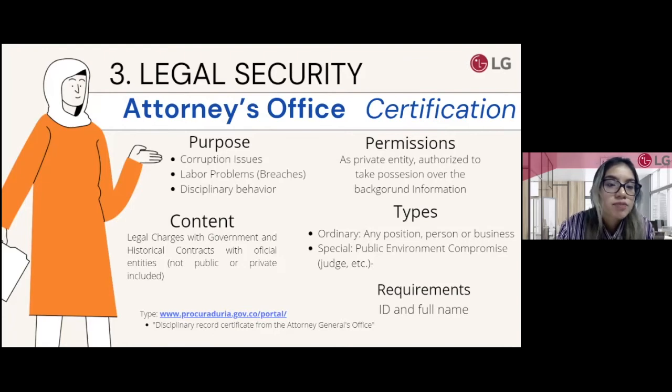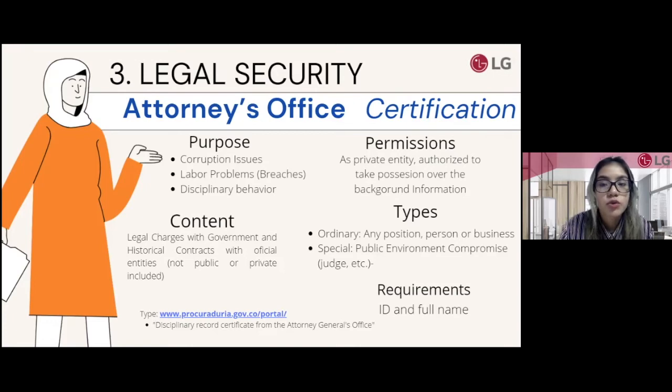Well, in terms of permissions, we as a private company are all authorized to take possession of the background information. Before it was forbidden, but now we can have access to obtain it. The certification contents are divided into legal charges with the government and historical contracts with official entities. It doesn't matter if they are public or private.